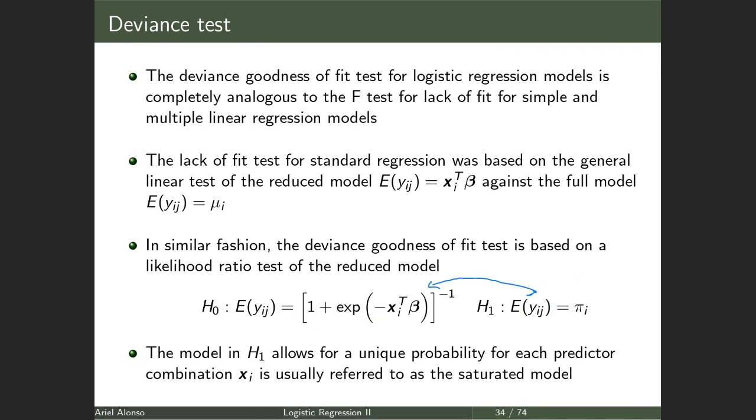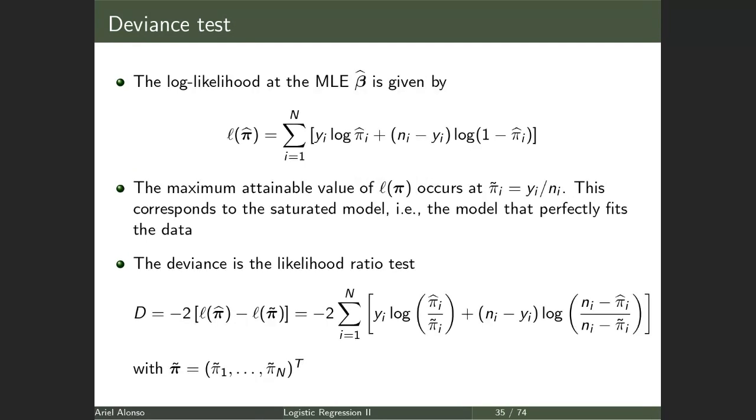So the model under H1 allows for a unique probability for each predictor combination Xi for every treatment Si, and is usually referred to as the saturated model. And that's it. What you have here is the log likelihood for the logistic model, for the regression model. Go back to what we saw before. And you sum over n because this is the n treatments in your data, and a treatment is a specific value for the covariates. So here you have the log likelihood evaluated at the maximum likelihood estimator.